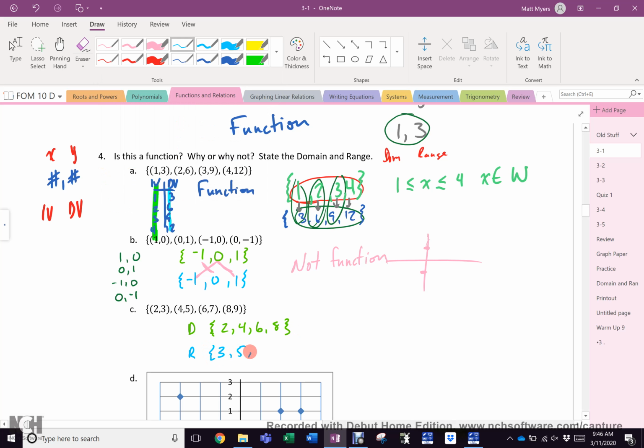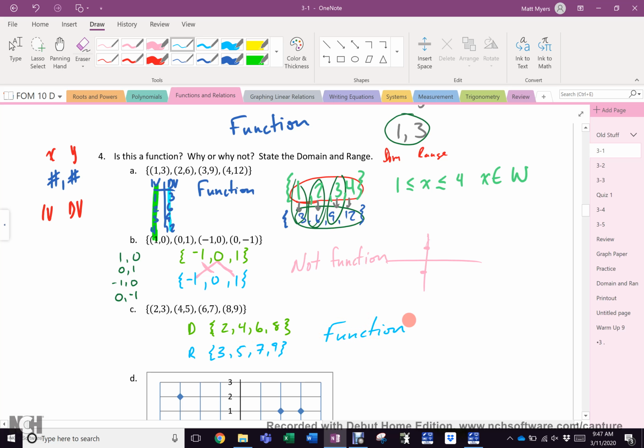3, 5, 7, 9. Now, does this one happen to line up? Is this one of the pairs? Yeah, it is. It's cool. Is this a function? It is, isn't it? Because 2 only gets me 3. 4 only gets me 5. So this is a function.